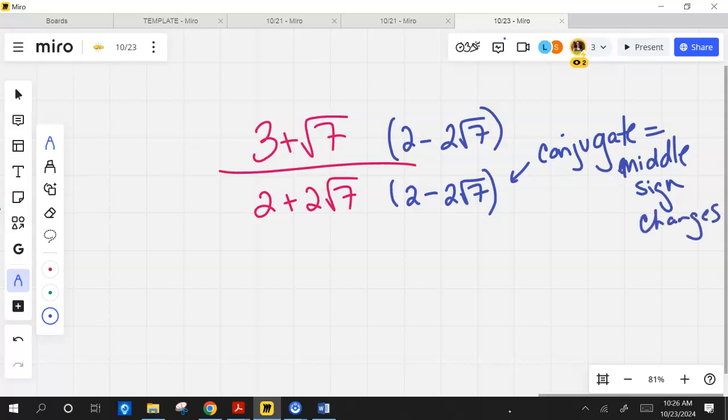You have to multiply by the same thing top and bottom. The bottom is the only place that you worry about having a radical. Like, I can't have a radical down here. I can have one up here, but I can't have one in the bottom.